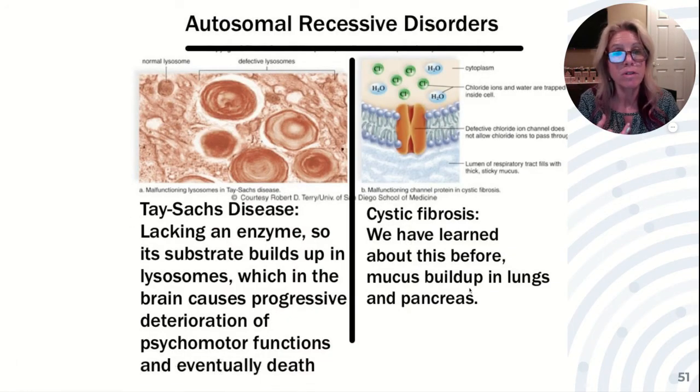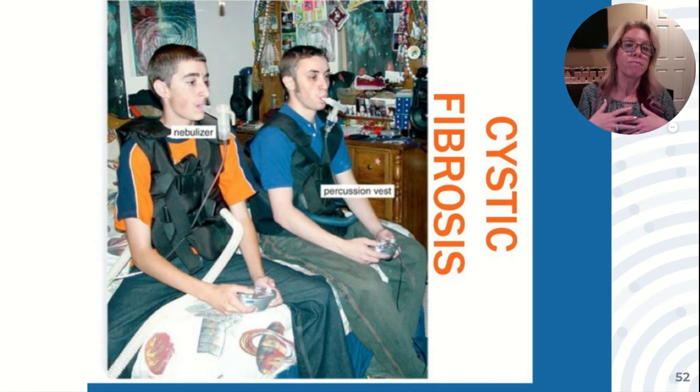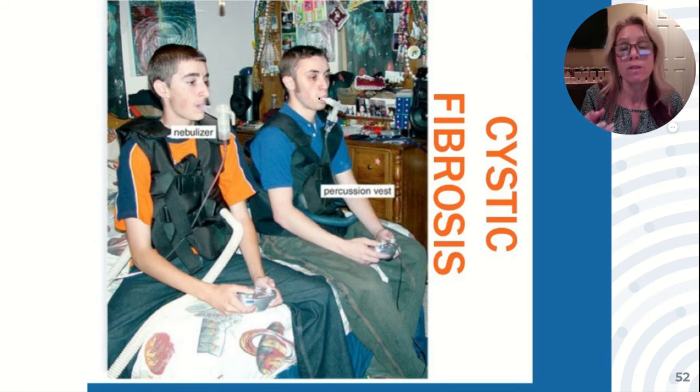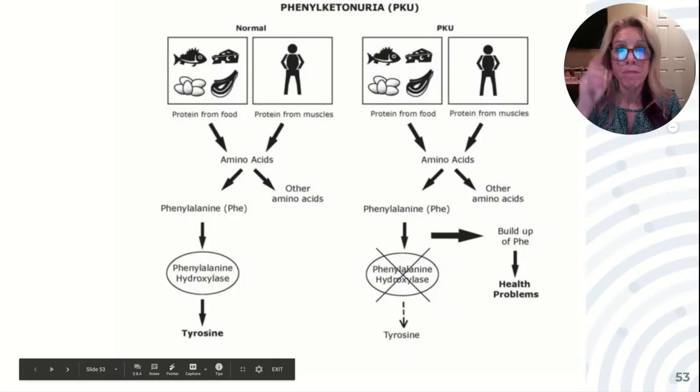Another one is cystic fibrosis. We talked about that earlier, when you have channels that are not the right shape, and so the chloride ions can't move. That's another example of a recessive disorder. In cystic fibrosis, you remember that mucus accumulates in different, not just your lungs, but other organs as well. And these gentlemen are wearing percussion vests to kind of break up the mucus so they can spit that out. And then they're breathing in higher levels of oxygen because they can't pick up the oxygen as well. Okay, so that is another one.